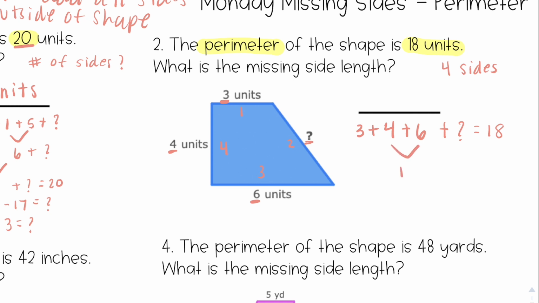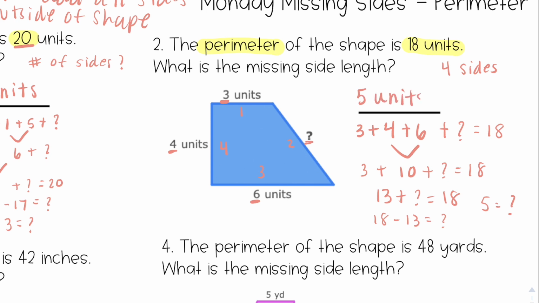Then I'm going to start combining, so I could see that I make a 10 with 6 plus 4. So now I have 3 plus 10 plus question mark equals 18. I combine that 3 and 10 to get 13 plus question mark. I'm using an inverse operation to do 18 minus 13, and I get that the question mark equals 5. So my answer is 5 units.